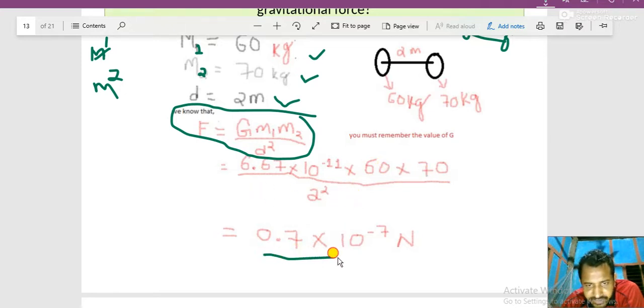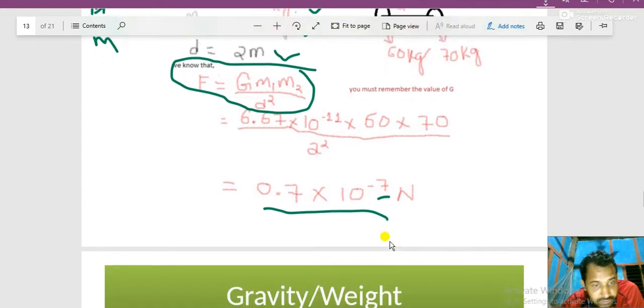Now think about this value. This is an attractive force. Two persons are attracting each other, but the force is very small, negligible. 10 to the power minus 7 is very small. This value is very small, so they are not noticeably attracted. It is negligible, but it is significant in the case of the force of attraction between Earth and the Sun, and in the case of heavy masses. Okay, let's go down.